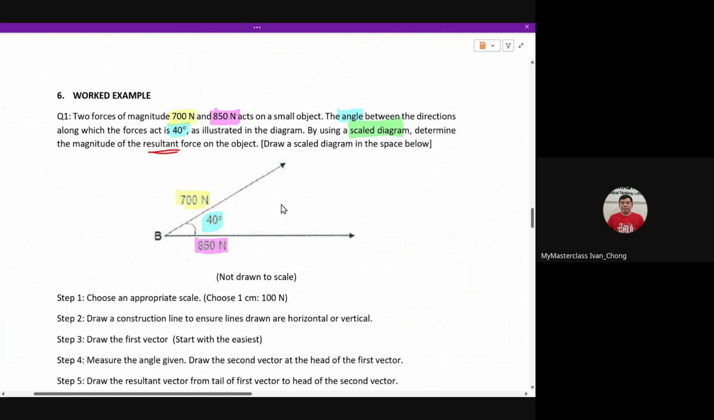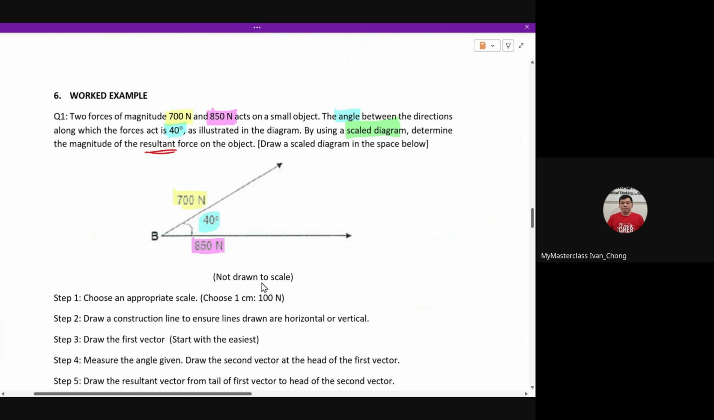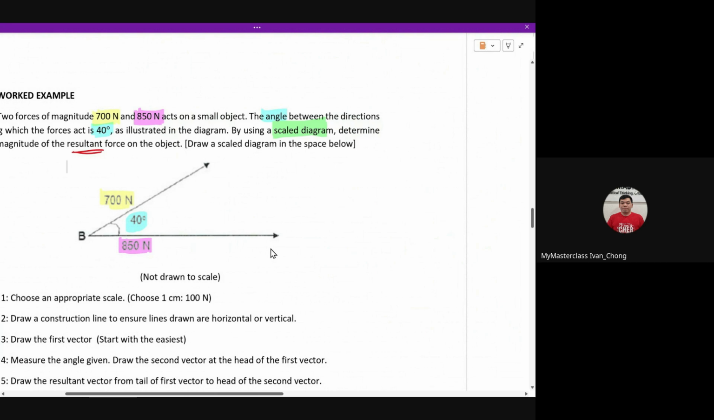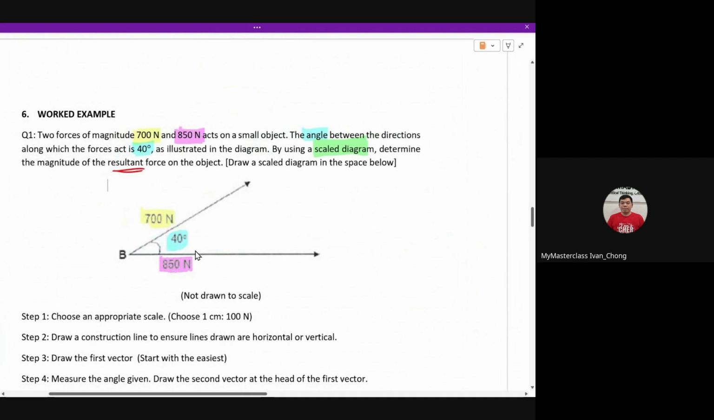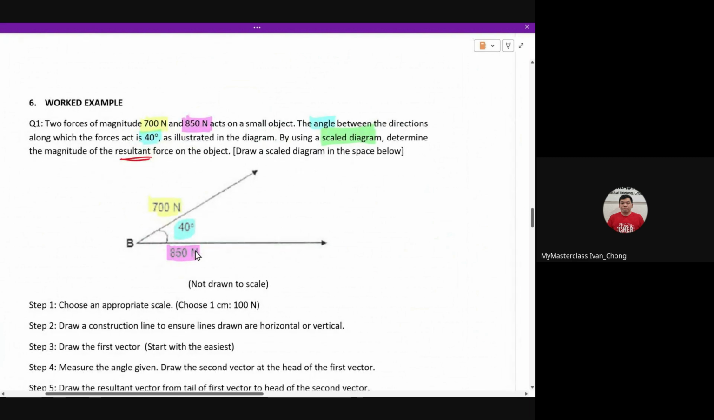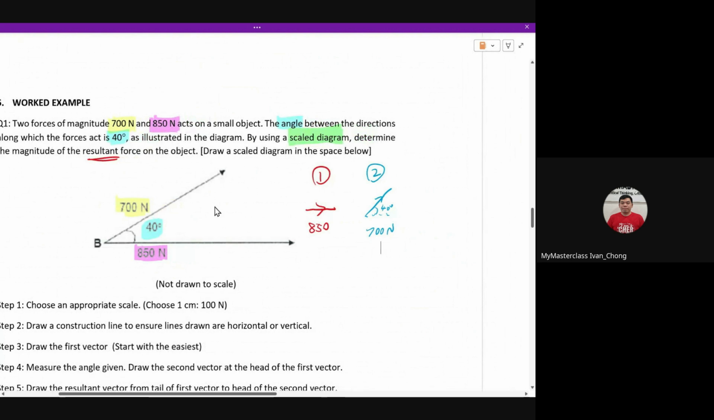So before we go crazy and do anything, very first step, when we want to dissect the question, not the step to draw, first thing you ask yourself is, I have two vectors, right? Number one vector is this 850 over here. What's your number two vector? Number two vector is I have this 40 degrees and this is a 700 Newton. So you can see now because I have the proper values, how I sketch. These two that you see here at the side, those are all sketches.